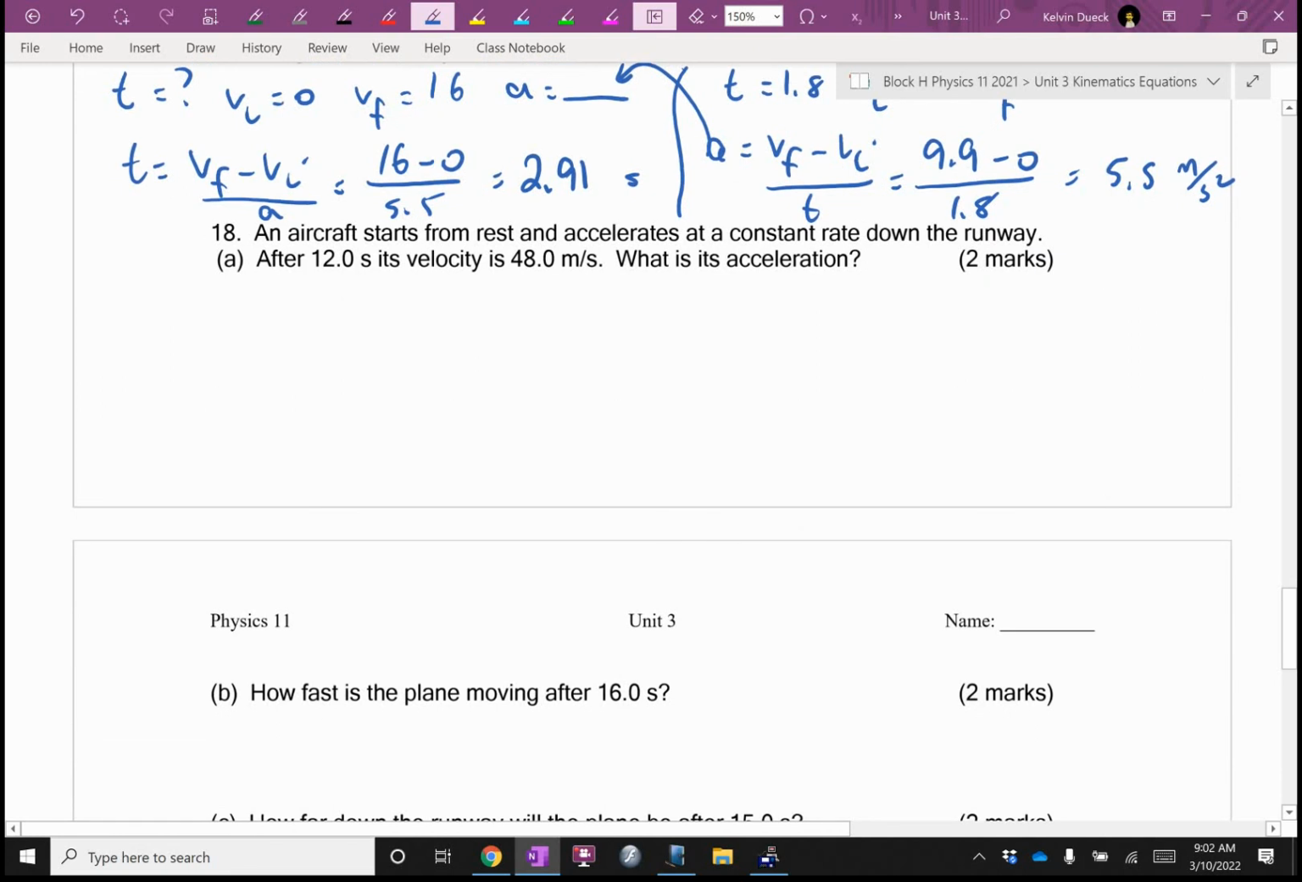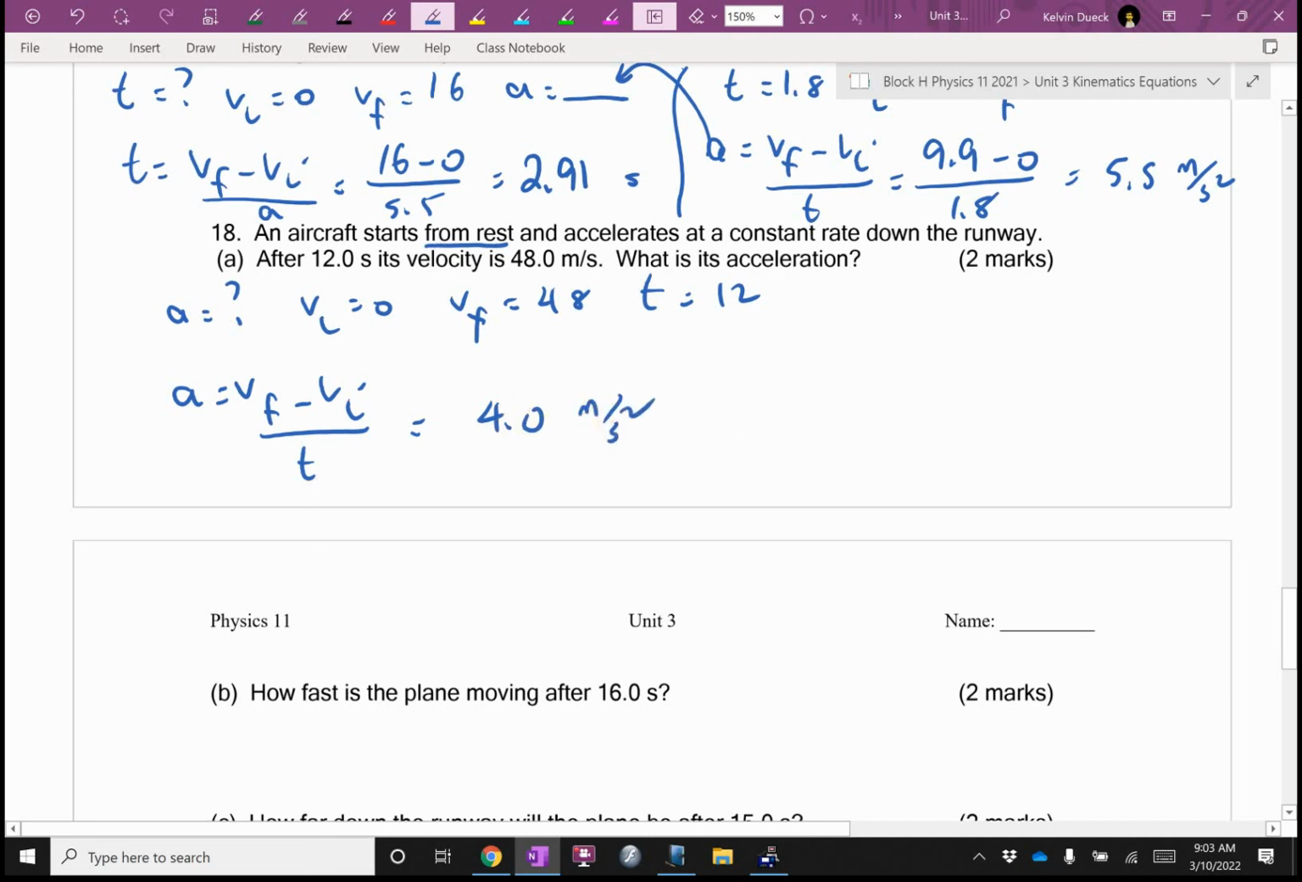Number 18, an aircraft starts from rest. I would probably underline the phrase from rest. It looks like it wants me to find A. I think, let's see, I have VI is 0, VF is 48, T equals 12. I would use A equals VF minus VI over T. Do you end up with an acceleration of 4 meters per second squared? Doing that in my head quickly, cutting corners a little bit.